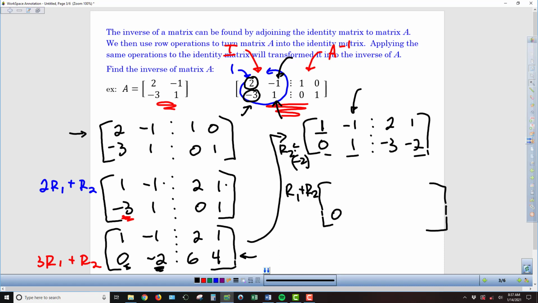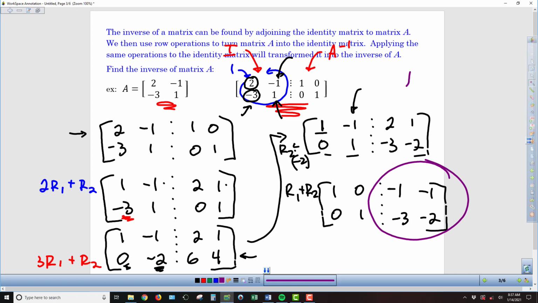So the bottom stays 0, 1, and then -3, -2, and then row 1 plus row 2, so just adding those together, I get 1. Negative 1 plus 1 is 0. 2 plus negative 3 is negative 1. And then 1 plus negative 2 is negative 1. And so here we have identified our inverse matrix.